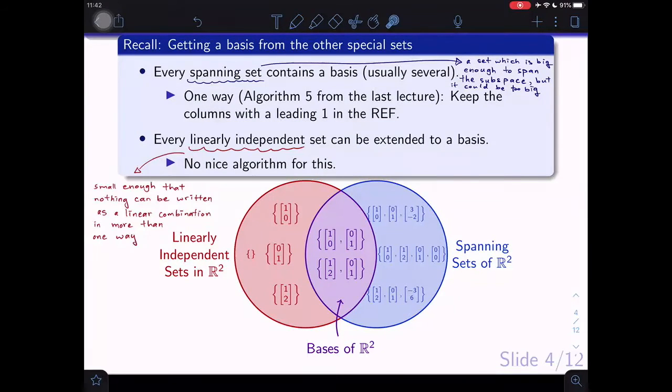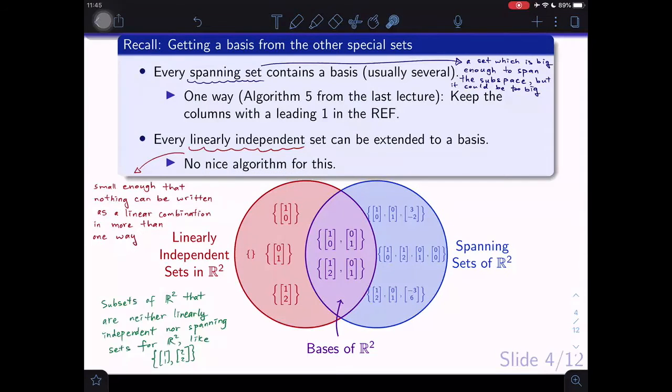Dually, we can start from a linearly independent subset of a subspace and get a basis. Remember that a linearly independent set is a set which is small enough that nothing can be written as a linear combination in more than one way. We can always throw in more vectors to get a basis. Unfortunately, there isn't a general algorithm that always works, although there are algorithms in some situations.